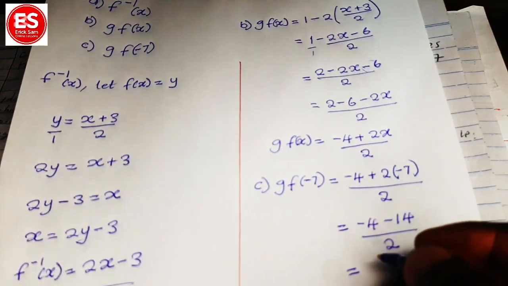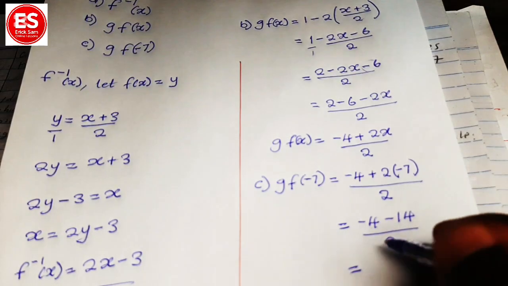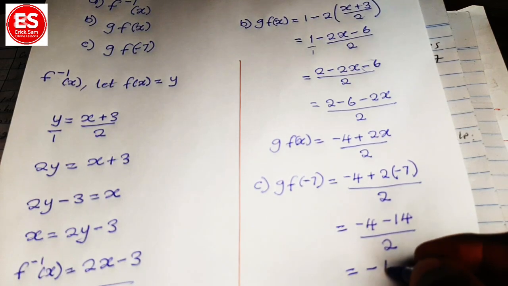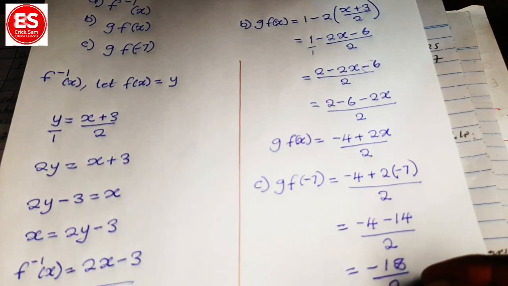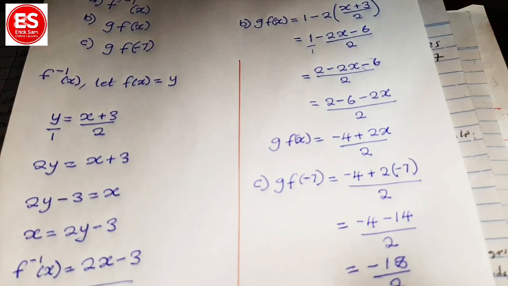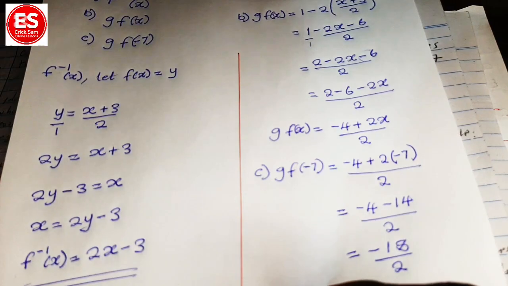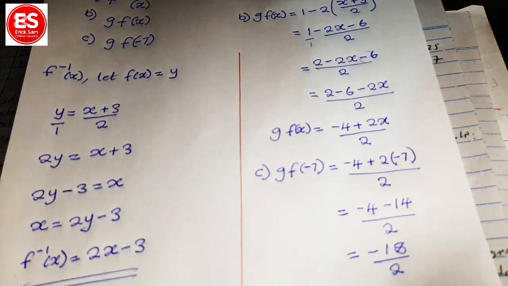Now from there you're going to continue. If you add these, you're going to have negative 18 over 2. Now what are you going to find if you say negative 18 over 2? So that is negative 9, right? Negative 9. So you can proceed by saying g f of negative 7 is equal to negative 9, right?